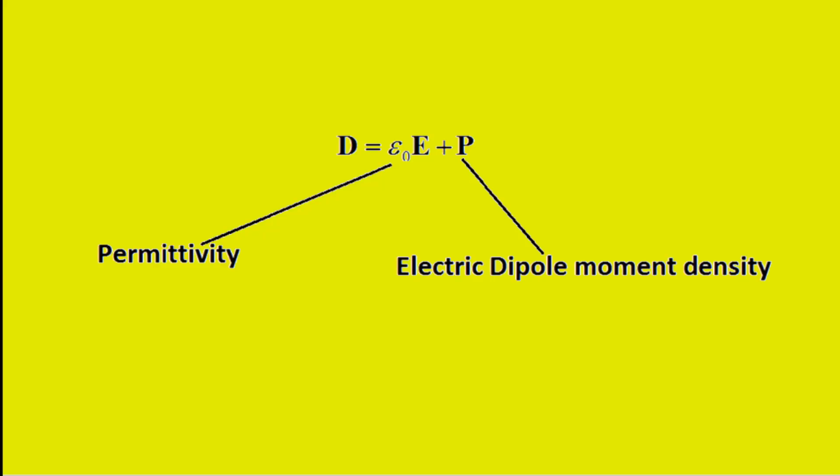Now let's get to some math. The displacement field is a vector quantity and it is defined as epsilon naught E plus vector P. Epsilon naught is the electric permittivity of free space, which is a measure of how well an electric field forms in free space. Vector P is the dipole moment density, or how many dipoles there are per unit volume. This definition takes into account how the electric field forms in free space, plus how the free charges in the atoms affect the electric field by creating dipoles.